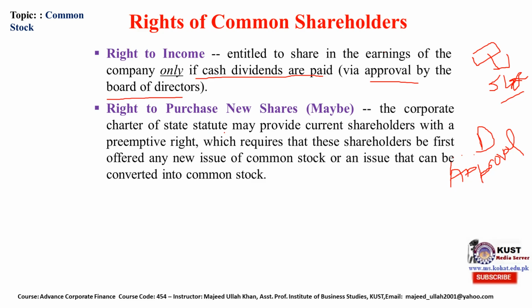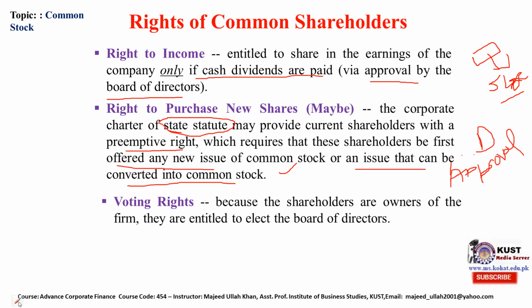The corporate charter or the state statute may provide, meaning country law basically deals with this right of the shareholder. The current shareholders have the preemptive right, which requires that these shareholders be first offered any new common share issued by the company, or an issue that can be converted into common stock, not common stock only but convertible securities as well.